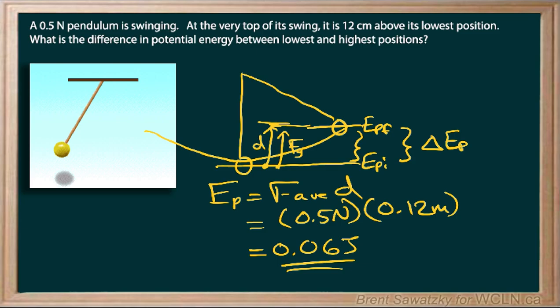The initial potential energy, or the potential energy at the very bottom there, is what we would consider zero. Again, we have to stop and say, relative to what? Well, the reference is the lowest point, and then the measurement of the potential energy change is from there up to its highest point. And that's where our 0.06 joules is coming from. That's the change in potential energy.